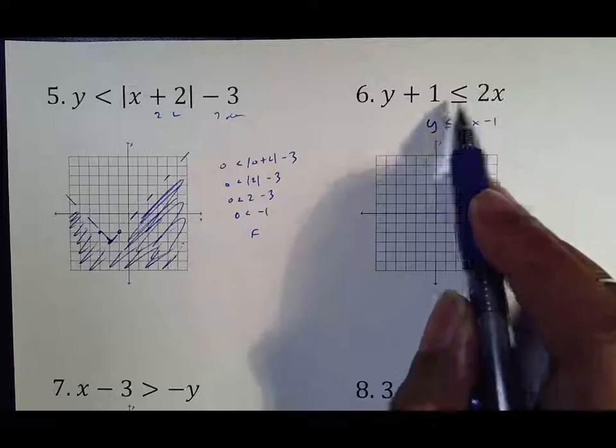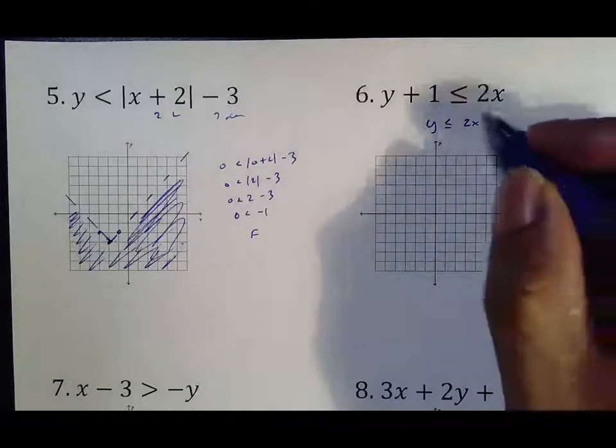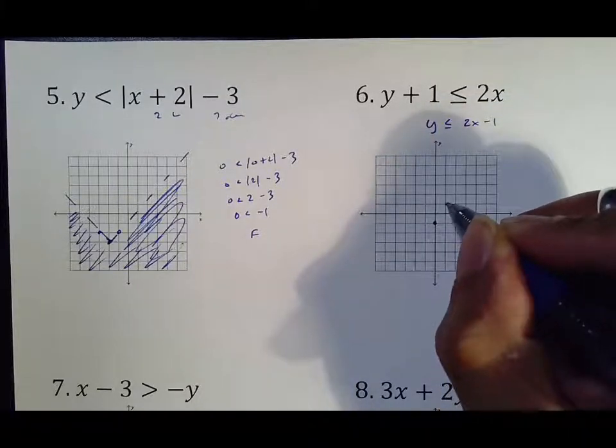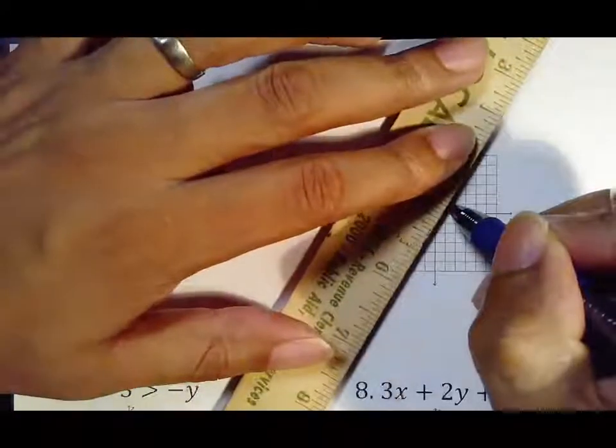The other way to think about it is if I move y over here, I have to divide by 2 to get my x-intercept, which means I get 1/2. Thinking about it that way, slope-intercept's probably the best, so go down 1, then up 2 over 1. And again, you're going to have a solid line here, so let's do that.